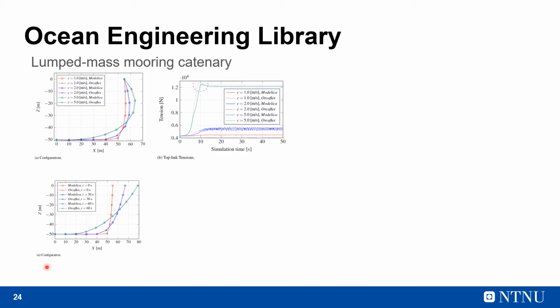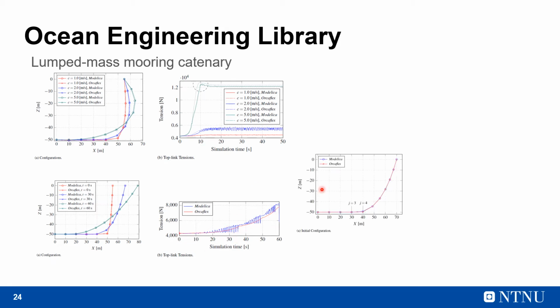When we look at results where the top end of the catenary is moved from x equal to 55 meters to 80 meters, we see that again there is satisfactory agreement between the Modelica and OrcaFlex models as far as the configuration is concerned. But when we look at the top tensions, again we notice a general agreement, but there is the presence of these high frequency oscillations.